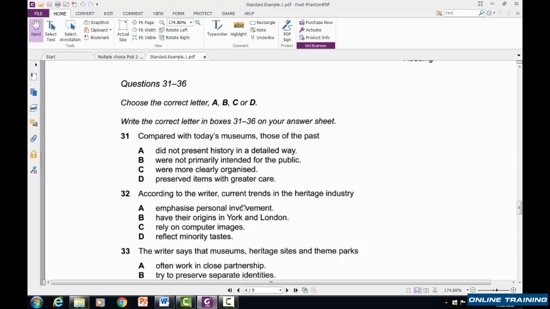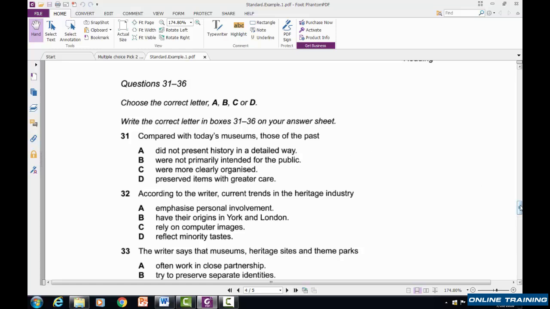So we know that B, C, and D are wrong. That's why it's so important for you to be able to find your matching sentence. The better you are at being able to find your matching sentence, the better you're going to be able to do these types of questions.